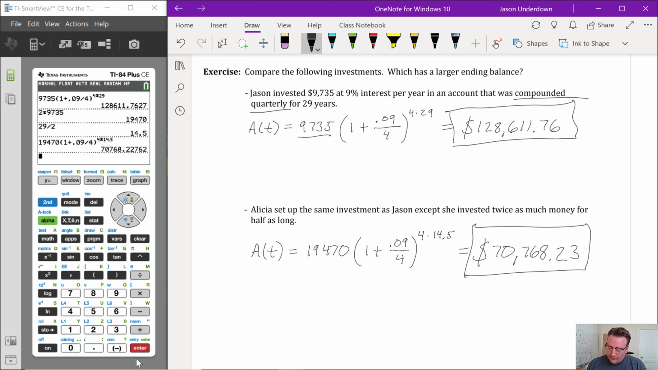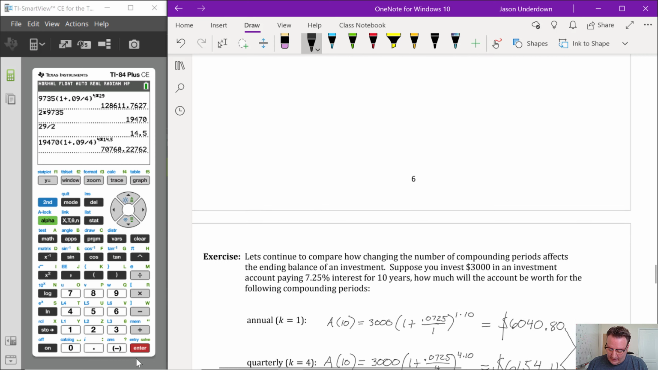Okay, so what's the takeaway from this? Time is money. Okay, time is what really builds up your account. Obviously, putting more money in helps as well. Having a better interest rate helps, but if you have a long period of time, you can really see some large returns if you have a constant rate of return.